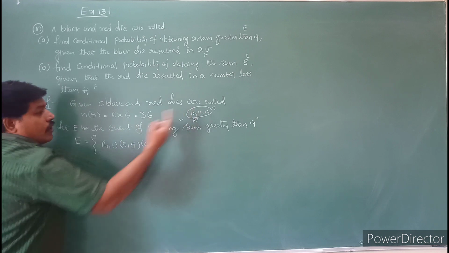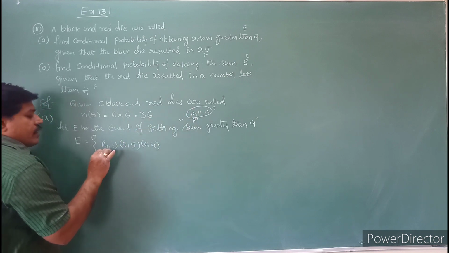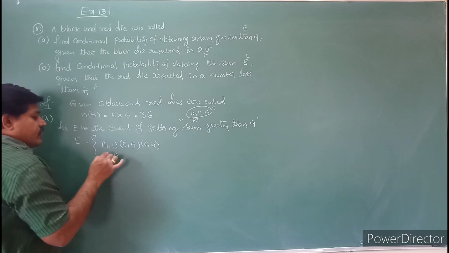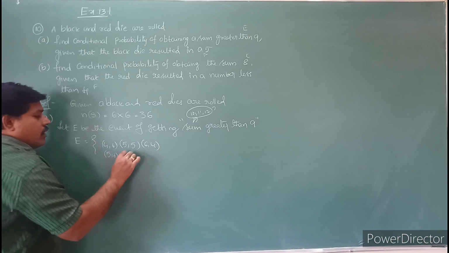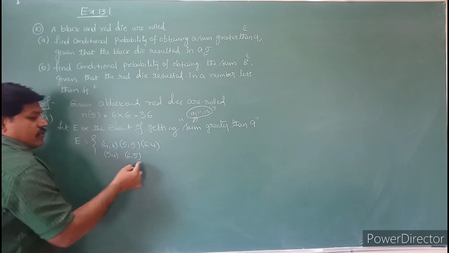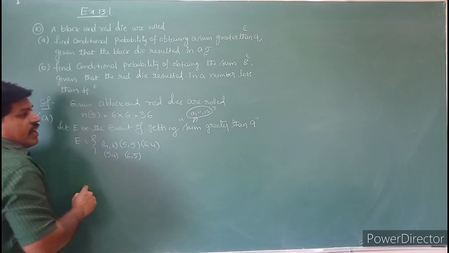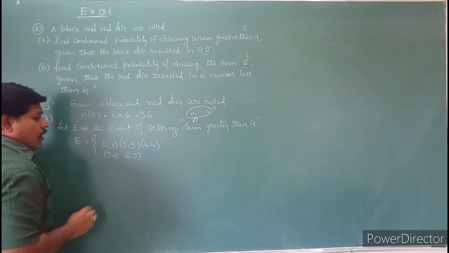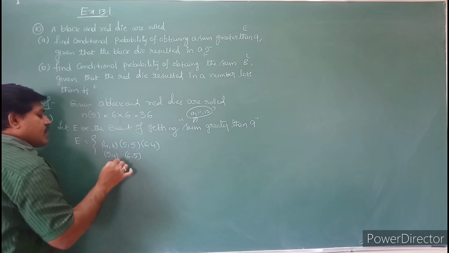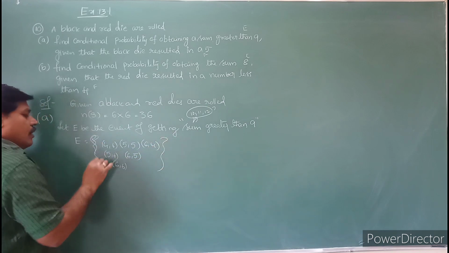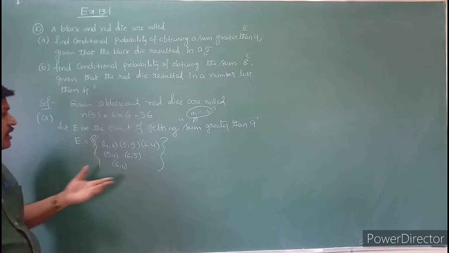Next 11. How to get 11? We have to get 5 comma 6. 5 6 is 11, or 6 comma 5 is 11. So only two cases arise. Then 12: you have to get 12. That means you have to get 6 comma 6. Then only you will get the 12. So these are the possibilities.